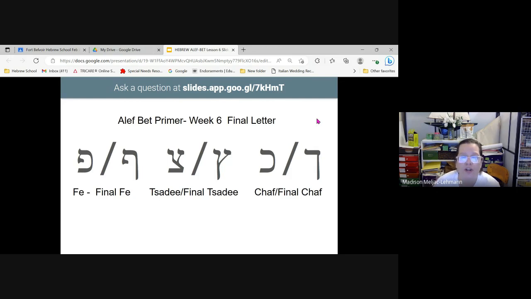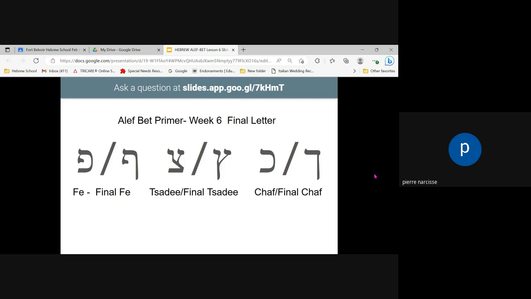We're also going to review a couple of final letters today. So we have kaf, and then here's final kaf right here. Then we have sadi and final sadi. And you've learned fe already, but I don't know if you knew there's a final fe too. So there we go. Is it shin or sin that has the dot?